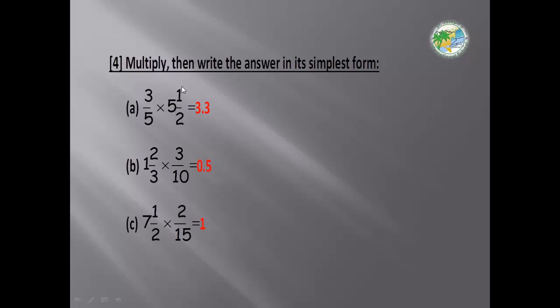Now the first step, we change the mixed number into a fraction. 2 times 5 is 10. 10 plus 1 is 11. Then 11 over 2. Again, 2 times 5, 10. 10 plus 1, 11. 11 over 2. Then 3 times 11 over 5 times 2. 3 times 11 is 33. 2 times 5 equals 10. Then 33 over 10 equals 3.3.